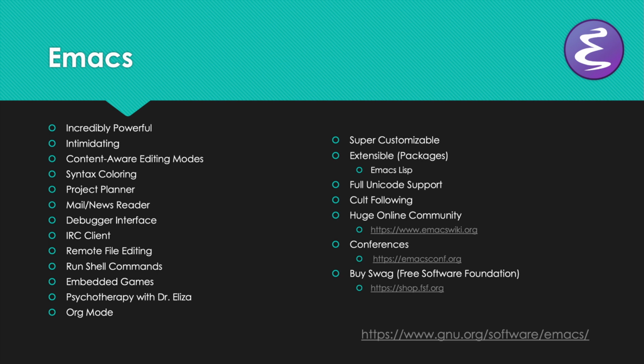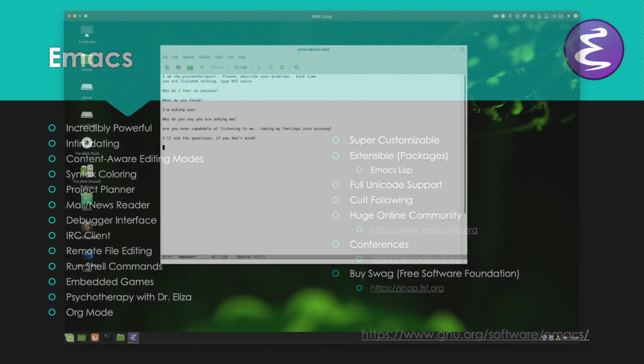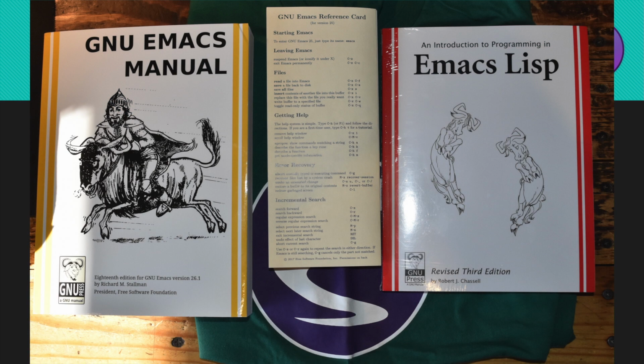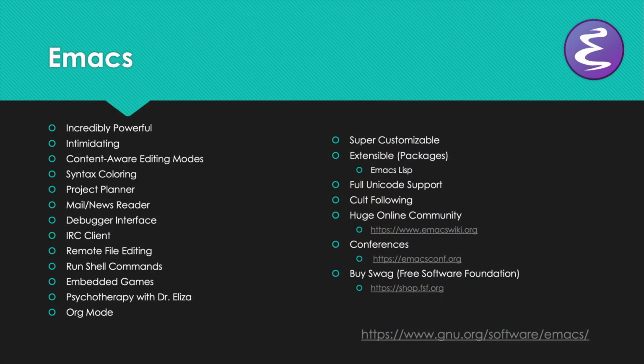One of the interesting features is, in these challenging, unprecedented times that we live in today, if you need a little psychotherapy, you can consult Dr. Eliza. Org mode, I just mentioned, allows you to do some outlining. That's pretty cool. Super customizable, extensible with packages. It uses Emacs Lisp, full Unicode support. Talk about a cult following. Boy, Emacs has one. This is the only editor I've ever had to buy a swag package for because I felt so compelled to support it, from the Free Software Foundation. There it is at the bottom bullet.